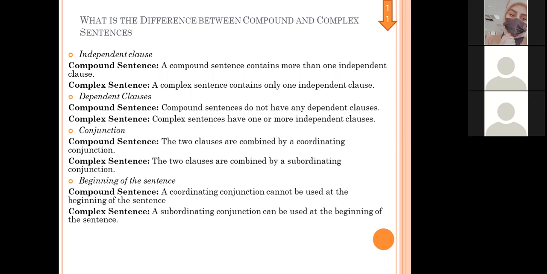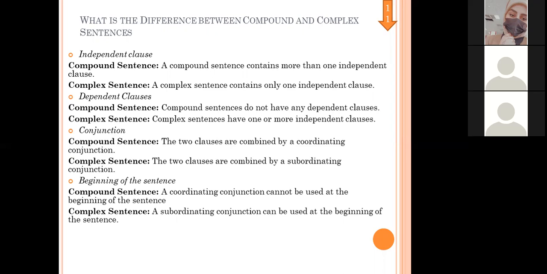What is the difference between compound and complex sentences? Independent clause and dependent clause. The difference lies in the number of clauses, independent and dependent. In compound sentences, at least 2 independent clauses are used, but a dependent clause is not required.